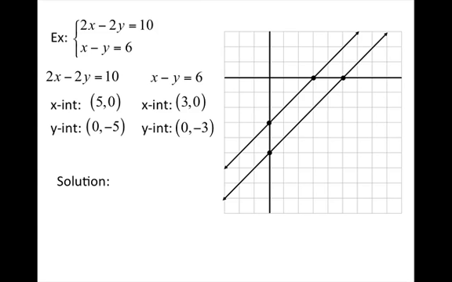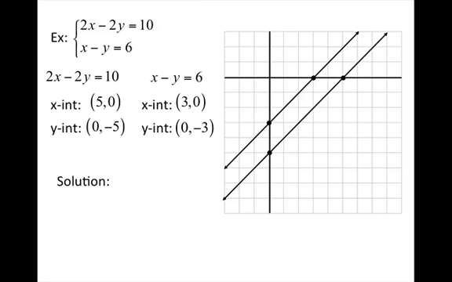Well, let's look at the next example. Just to save a little time, I've already listed the intercepts and I've graphed the lines. For practice, you might want to go back and do this on your own later. But let's say I have 2x minus 2y equals 10 and x minus y equals 6.